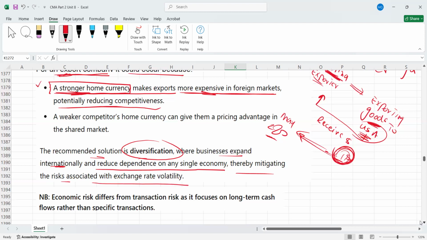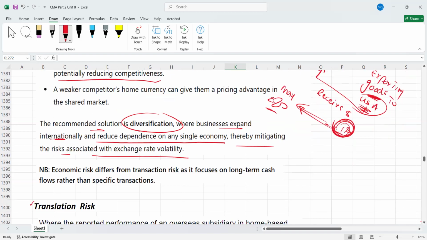Now the question is, what is the difference between economic risk and transaction risk? The economic risk differs from transaction risk as it focuses on long term cash flows. On the other hand, the transaction risk focuses only on what? On a specific transaction. When we were calculating gain or loss on settled and unsettled transactions, we were focusing only on one specific transaction. This is the difference.